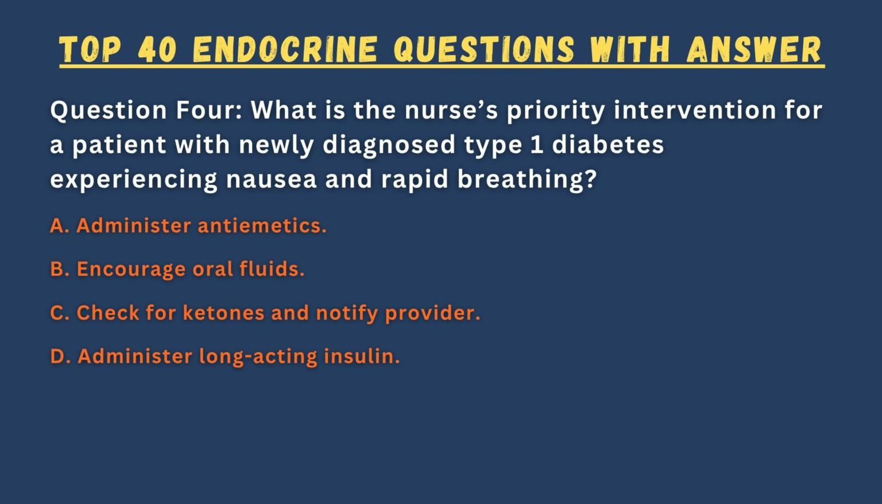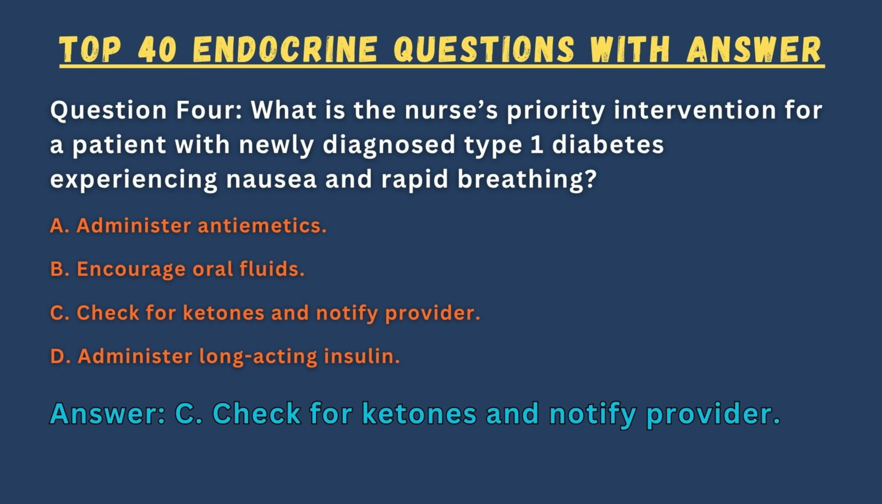Question 4. What is the nurse's priority intervention for a patient with newly diagnosed type 1 diabetes experiencing nausea and rapid breathing? A. Administer antiemetics. B. Encourage oral fluids. C. Check for ketones and notify provider. D. Administer long-acting insulin. Answer. C. Check for ketones and notify provider.